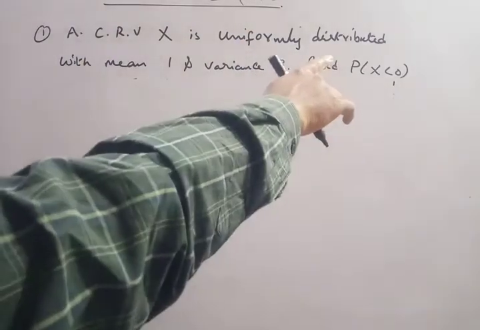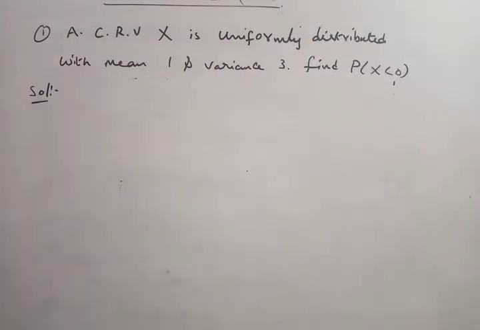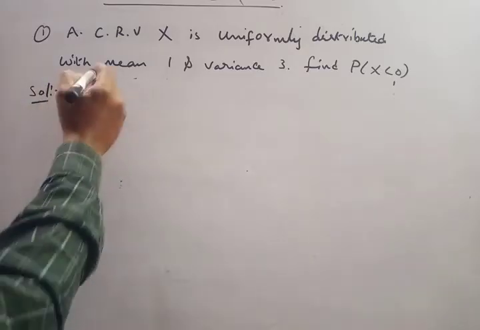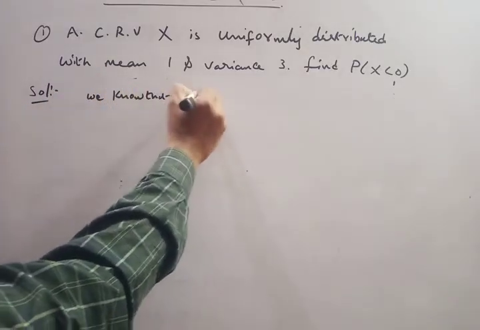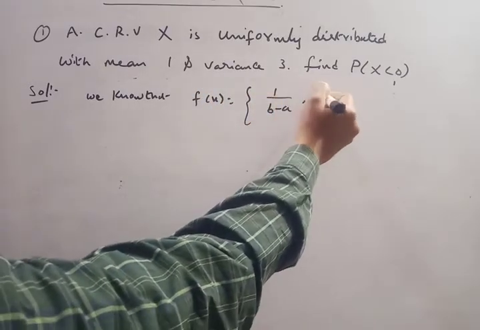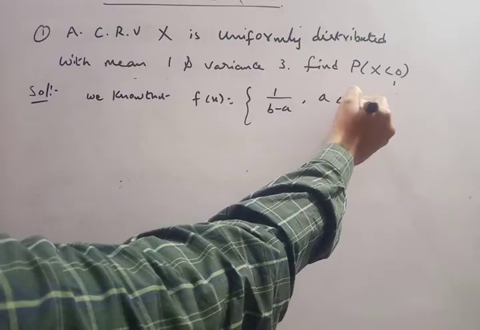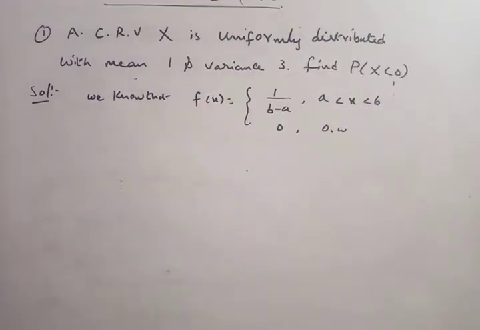So what we have to find? We have to find P of x less than 0. Okay. How to solve this one? What is the definition of uniform distribution, ma? We know that f of x is equal to 1 by b minus a, uniform distribution, right? Where a is less than x is less than b, 0 otherwise. Correct? So that is the definition of uniform distribution, ma.